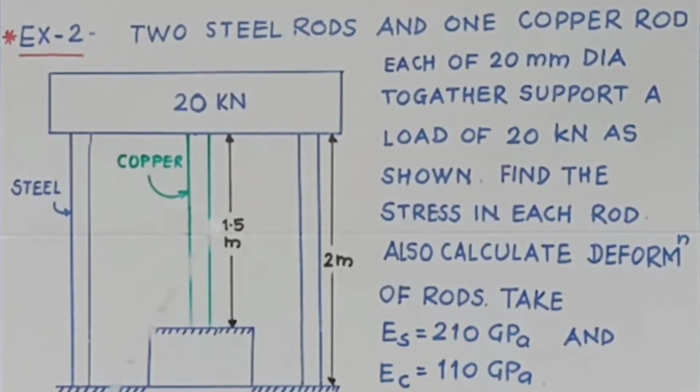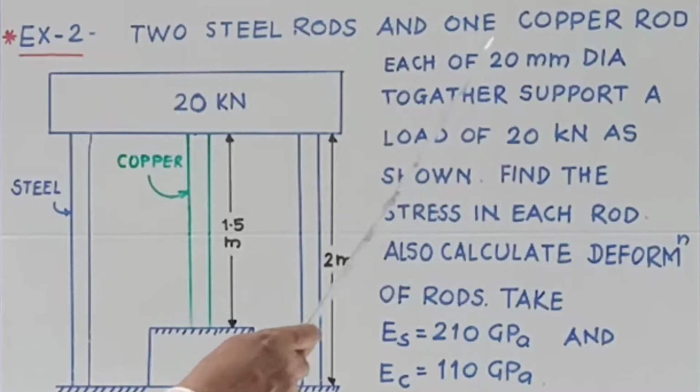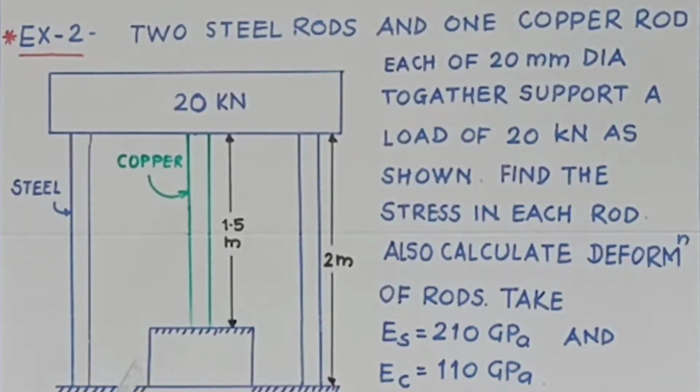And the length of steel rods are 2 meter, length of copper rod is 1.5 meter. Together they support a load of 20 kilonewton. So here copper and steel are acting together to support that load. Okay? Find the stress in each rod, also calculate the deformation of the rod.